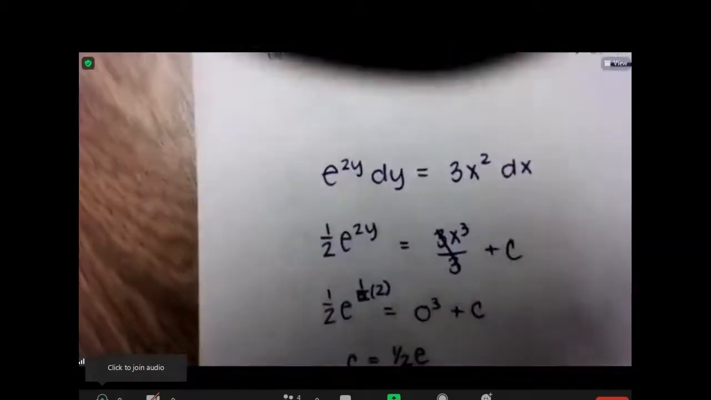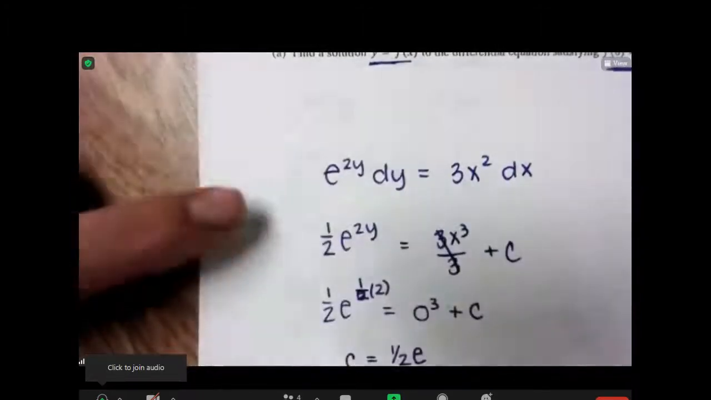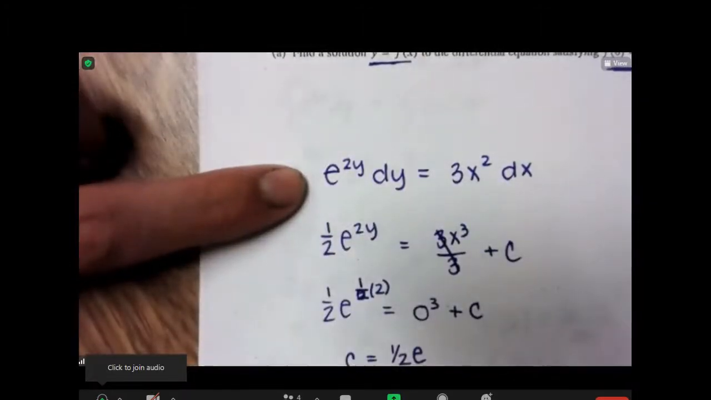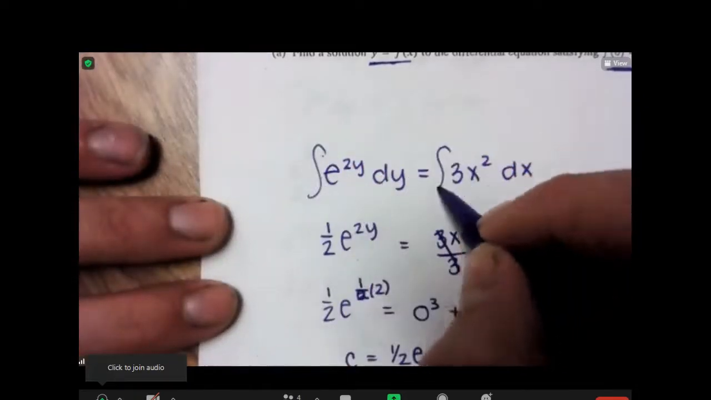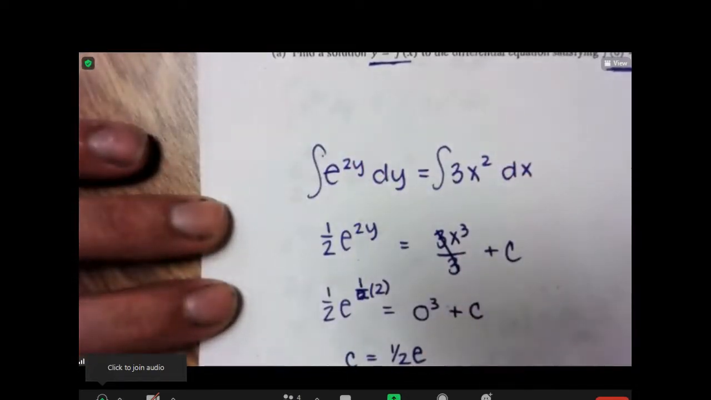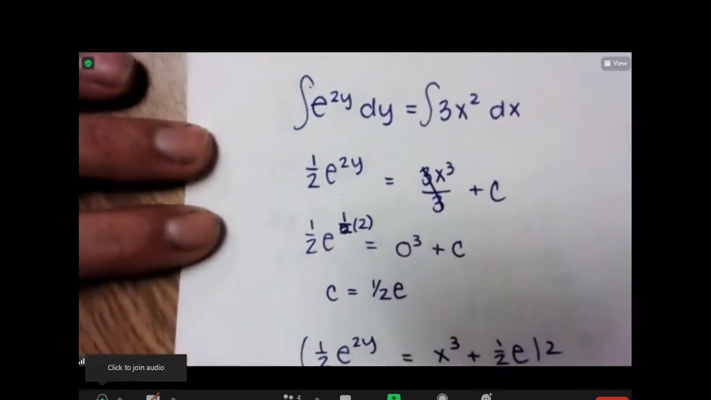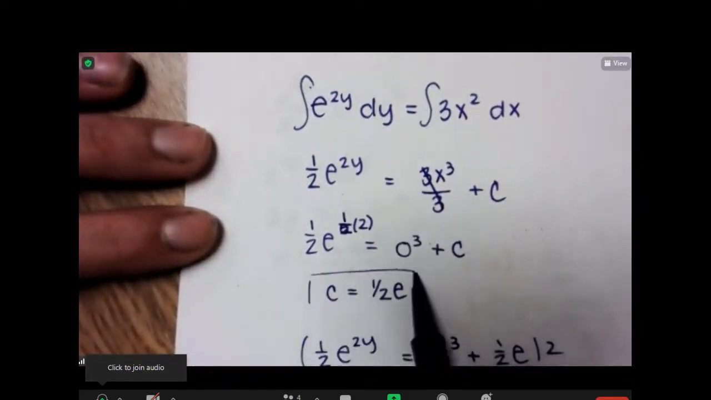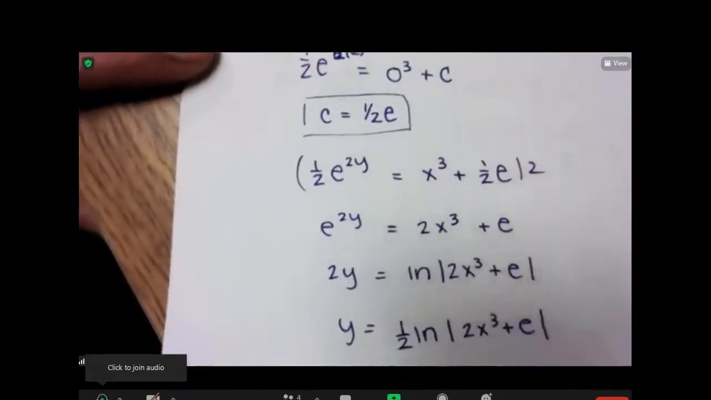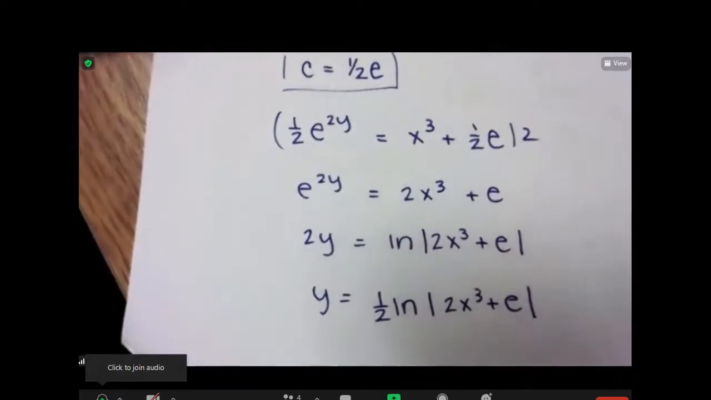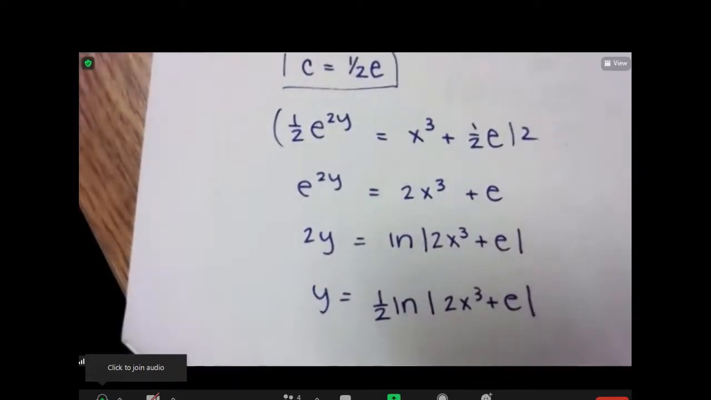So, first things first, separate your variables. Take your integral. Then find c. So we should have gotten a c value of 1/2 e. Then you multiply by 2 and solve for y. So I got y equals 1/2 the natural log, absolute value 2x cubed plus e.